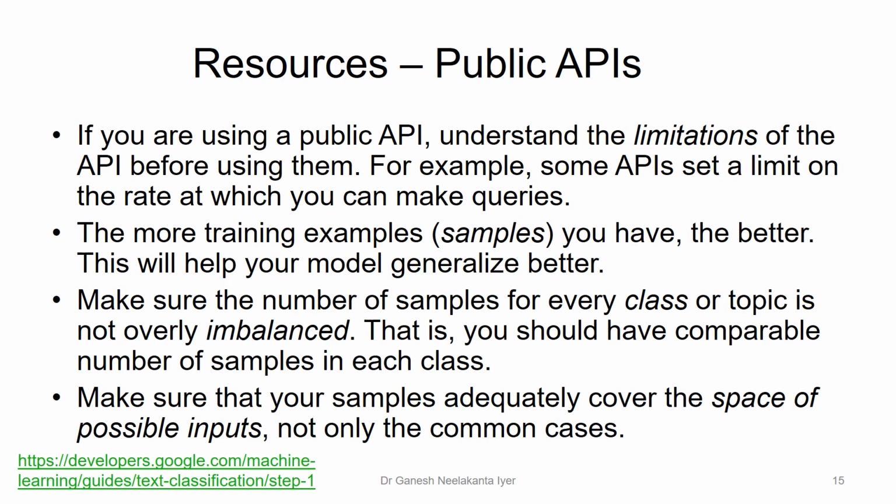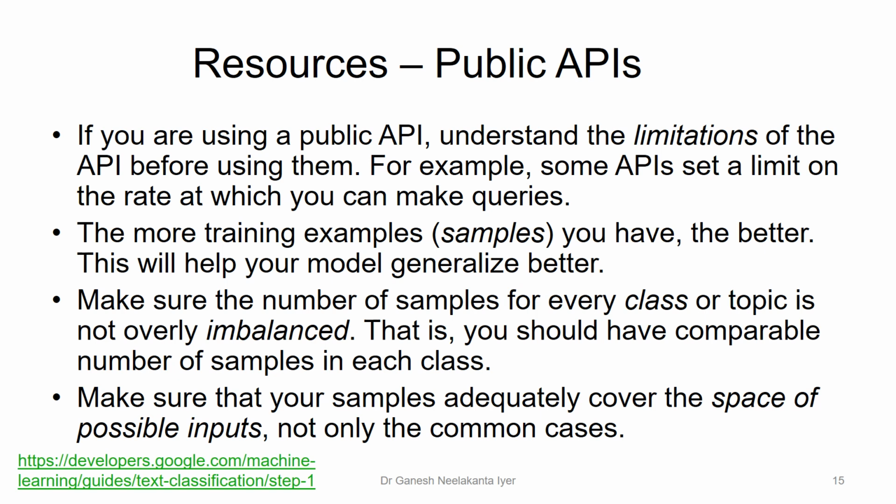When we use public APIs, there are a few things to take care. One is some of the APIs may have limitations on certain aspects. For example, some APIs set a limit on the rate at which you can make queries, because if too many people are making queries, their server may go down, which they don't like.